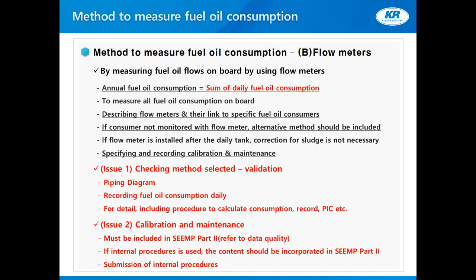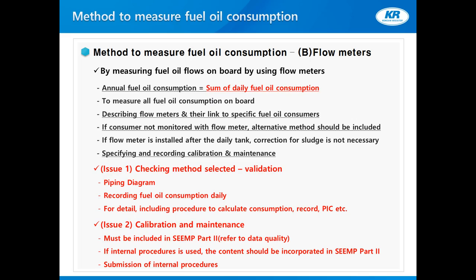This method determines the annual total amount of fuel oil consumption by using flow meters. In case of flow meter malfunction, manual tank readings or other alternative methods should be conducted instead. Annual fuel oil consumption may be the sum of daily fuel oil consumption data of all relevant fuel oil consumers measured by flow meters. To apply this method, flow meters and their link to relevant fuel oil consumers should be described in SEEMP Part II.